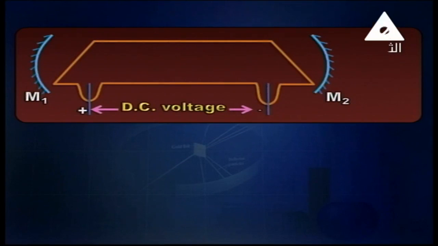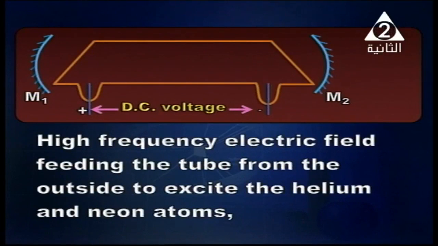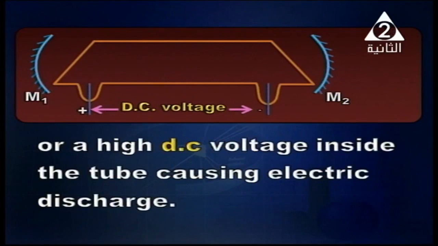And what about accomplishing the pumping process? A high frequency electric field feeds the tube from the outside to excite the helium and neon atoms. So pumping is accomplished by using a high frequency electric field, or a DC supply, a high DC voltage inside the tube causing electric discharge.